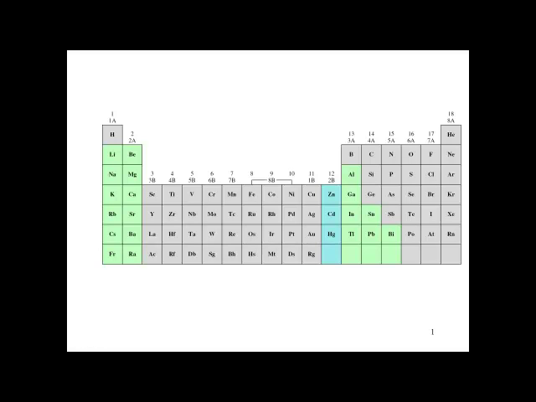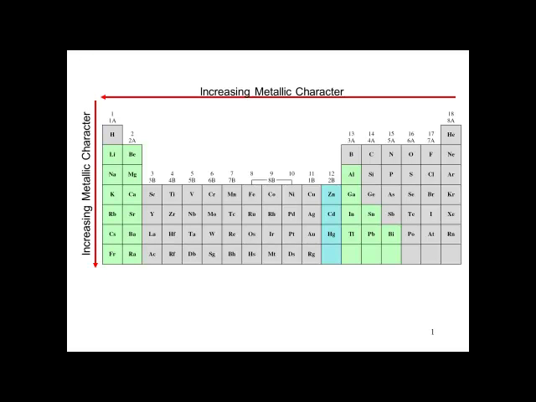Let's look at this periodic table and see how metallic character increases. Metallic character increases as you go from right to left across the periodic table. It also increases as you go from top to bottom in a group.